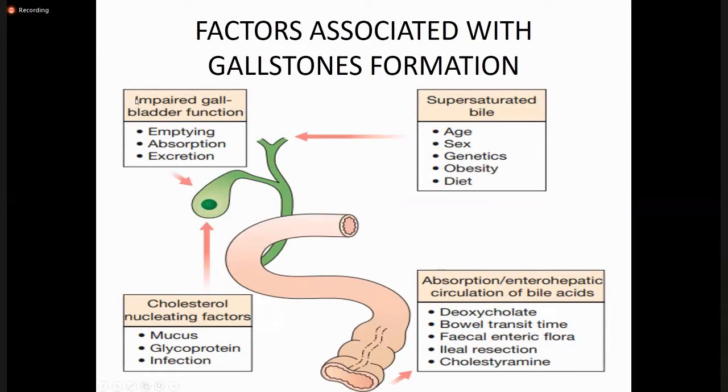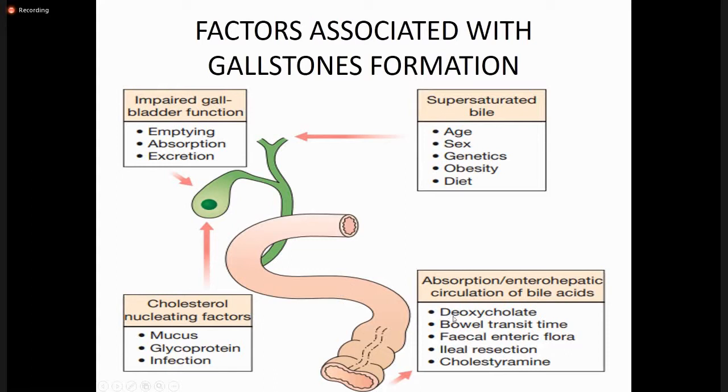There are four major factors. That is impaired gallbladder function, in which there will be impaired emptying, absorption or excretion. Supersaturated bile, in which age is a factor, as we said, sedentary life, as the person grows older, the reflexes and the smooth muscles tend to relax. The sex, I think it is now equally common in both the sexes. Obesity and diet. Again, cholesterol nucleating factors, in which the mucus and glycoprotein ratio will have an impact. Infection, absorption and enterohepatic circulation of the bile.